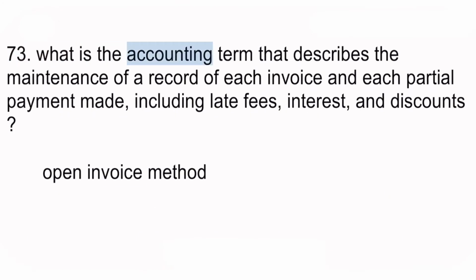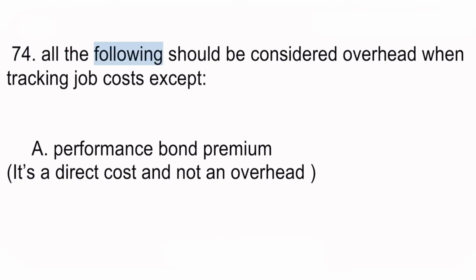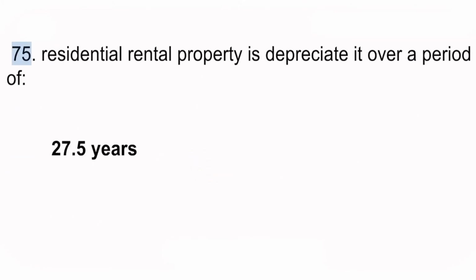73. What is the accounting term that describes the maintenance of a record of each invoice and each partial payment made, including late fees, interest, and discounts? Open invoice method. 74. All the following should be considered overhead when tracking job costs except performance bond premium. It's a direct cost and not an overhead. 75. Residential rental property is depreciated over a period of 27.5 years.